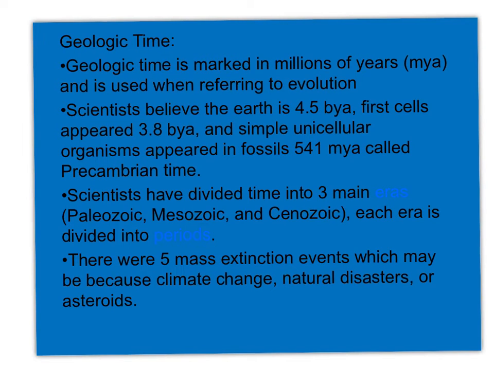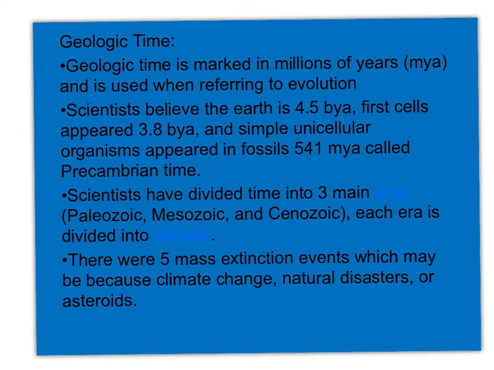So there's been lots of, over time things become extinct. But there's been 5 major mass extinction events. And so, of course, one of those is dinosaurs. But they don't totally know what causes these. We don't have a time machine.